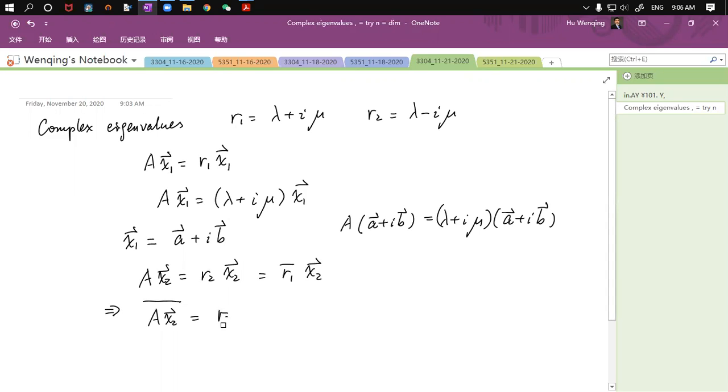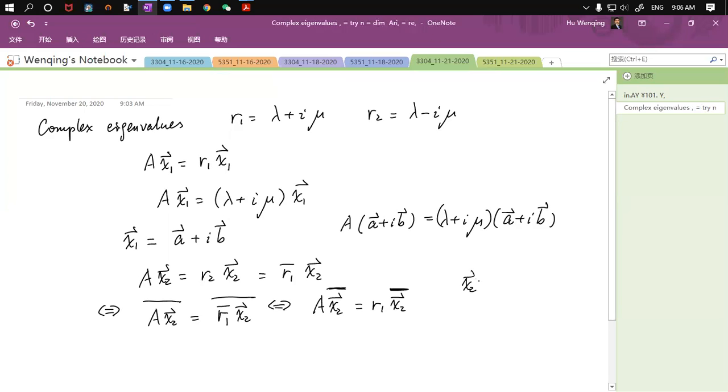When you take a conjugate, it's going to take the conjugate on both vectors, right? So this is the same thing as AX2, because A is real, so the conjugate of A is A. So you just need to take the conjugate of X2, which is equal to R1 of X2 conjugate. So the conjugate of a vector means that you take the conjugate of each of the components.